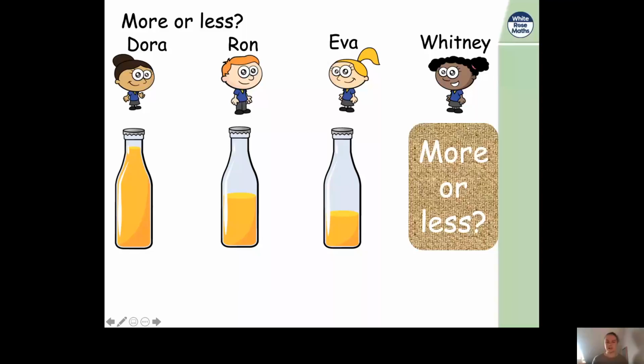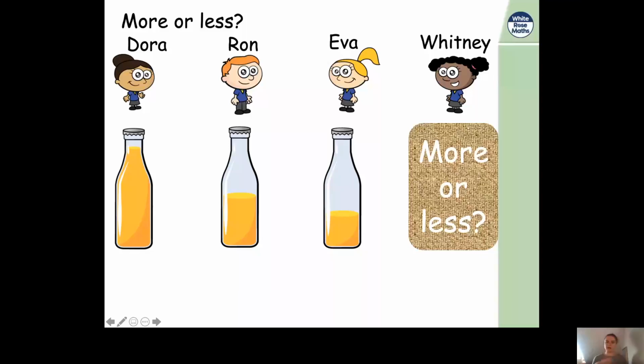Okay, so let's have a look together. Well, we know that Ron's bottle of juice is half full. How could we describe Eva's bottle of juice? Well, it's not half full, is it? And it's not empty. There's a little bit of juice in there. So therefore, I would describe this as almost empty. So Ron's bottle is half full and Eva's bottle is almost empty.